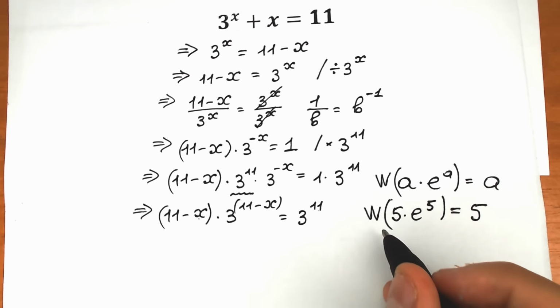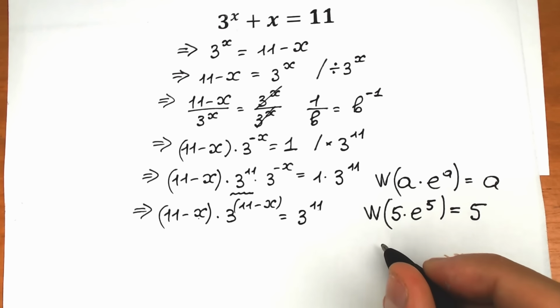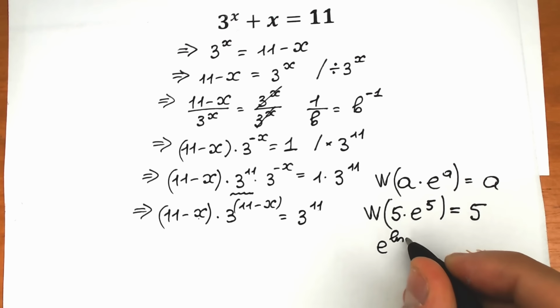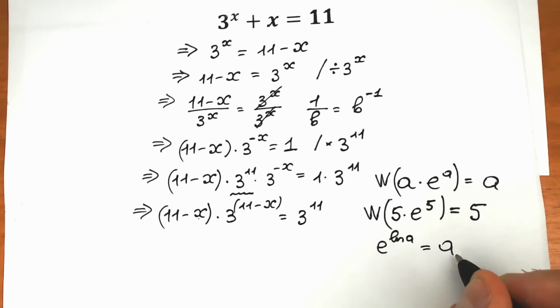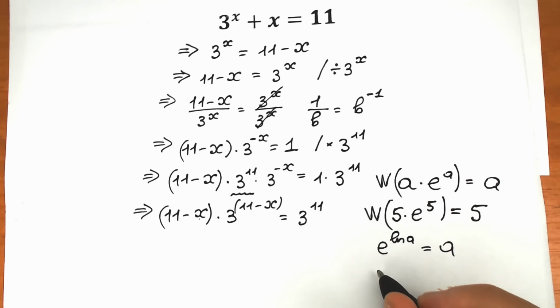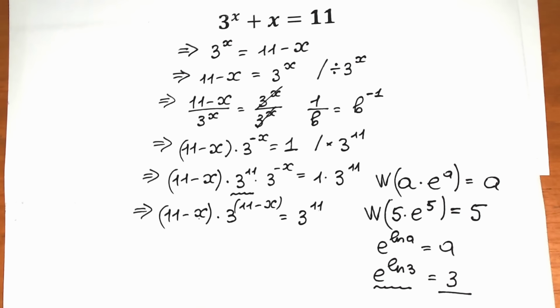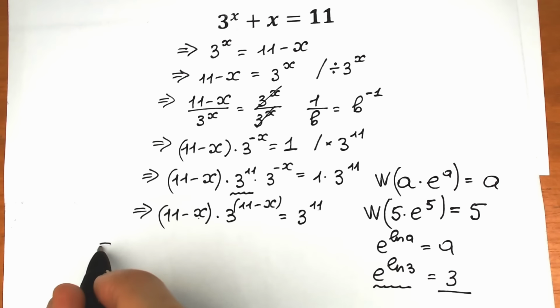I hope you know a really great property. If we have, for example, e to the power natural log a, this is equal to a. So as a result, we can write this 3 as e to the power natural log 3, which is equal to 3. So instead of this 3, let's write this expression, e to the power natural log 3. Let's do this right now. Okay, so what do we have?